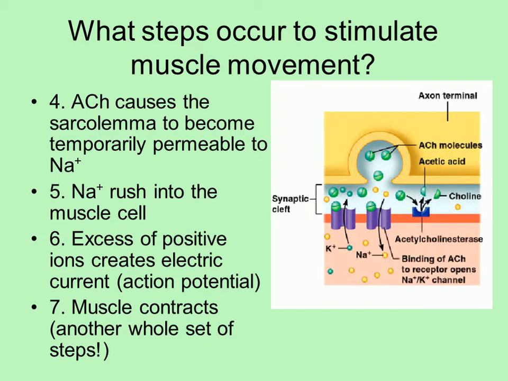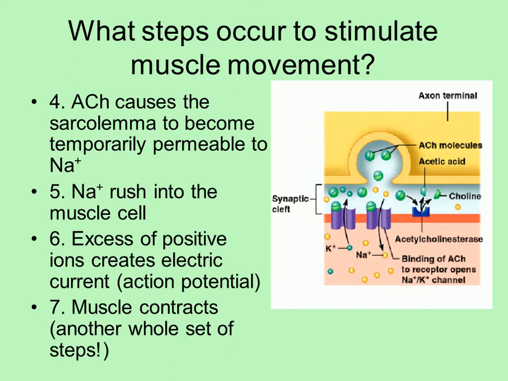Because of the presence of acetylcholine, the sodium rushes into the muscle, and it causes this positive environment inside the cell, inside the muscle fiber. This excess positive ion inside the muscle fiber creates an electrical current, and that's how the muscle can continue that message from the neuron in the muscle. And basically, that's how a neuron sends the message to the muscle. In the next video, we're going to talk about how the muscle actually takes that message and moves.